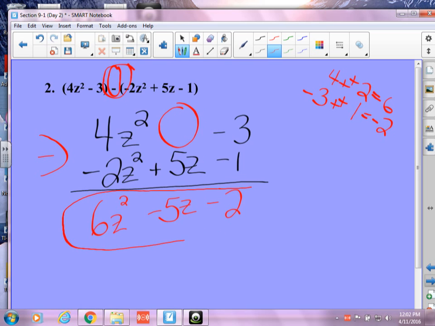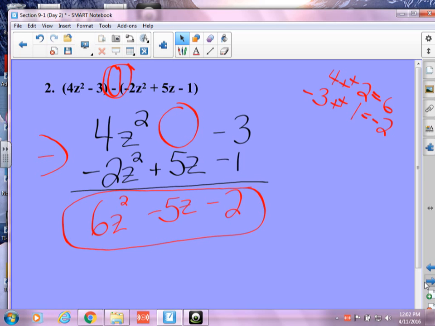Now, if I were going to name this answer, what would my first name be? Well, the highest exponent is a 2. What do I call it? Quadratic. How many terms? 3, so it's a trinomial.